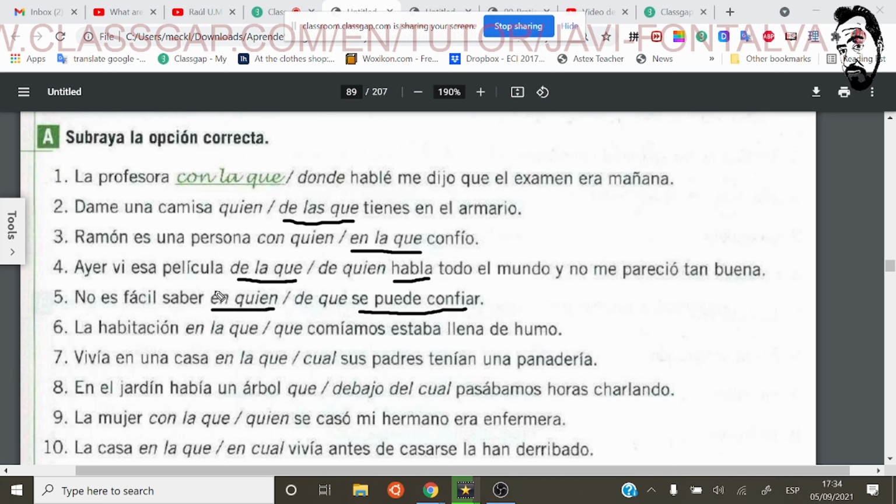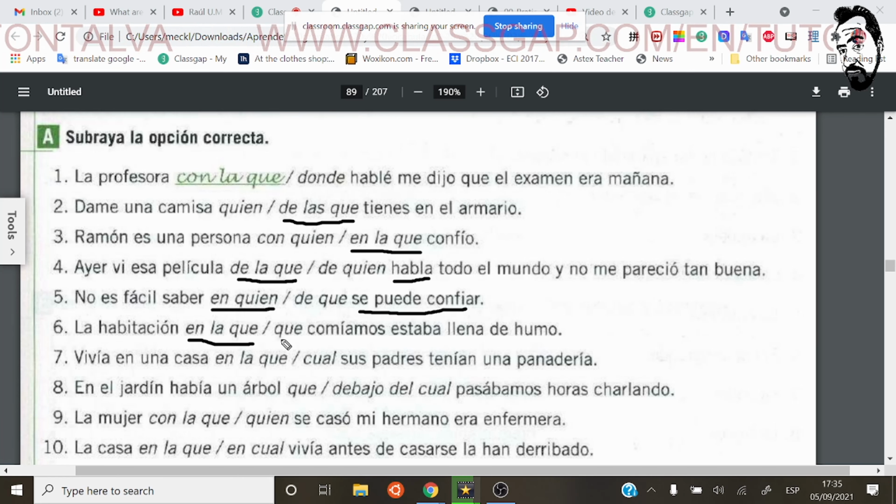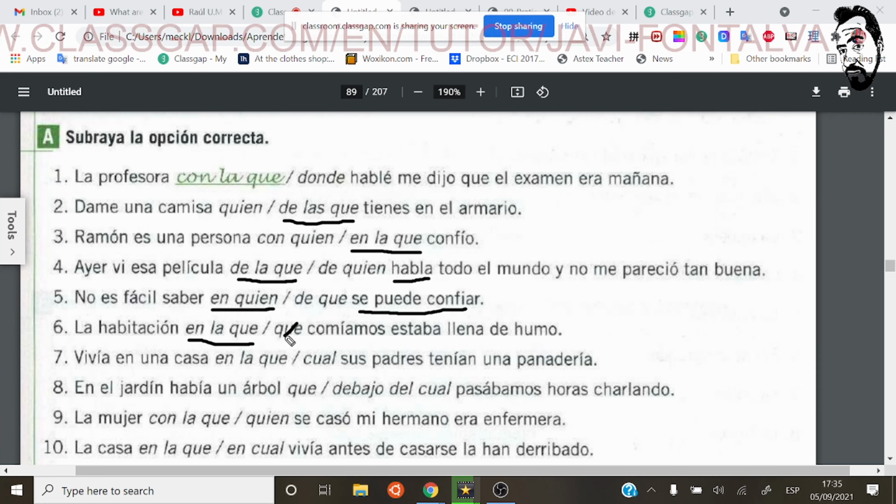Yeah, where. In Spanish, if you remember, there are 3 options. You could say donde. En la que. So of course you have to say en la que or donde. You could also say en que. So la habitación en la que comíamos estaba llena de humo. This is quite common in spoken Spanish.